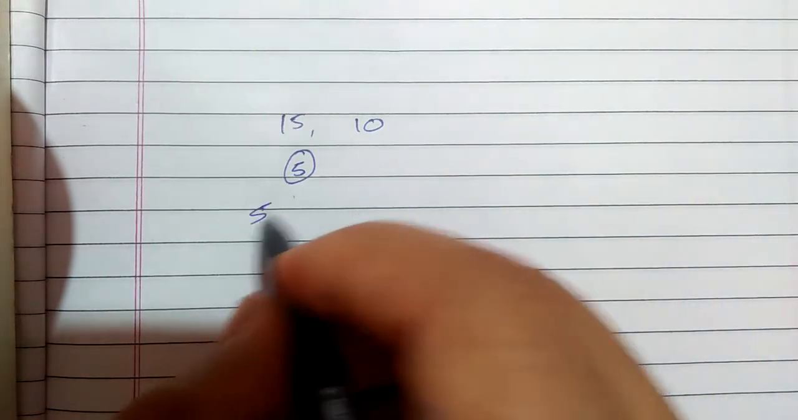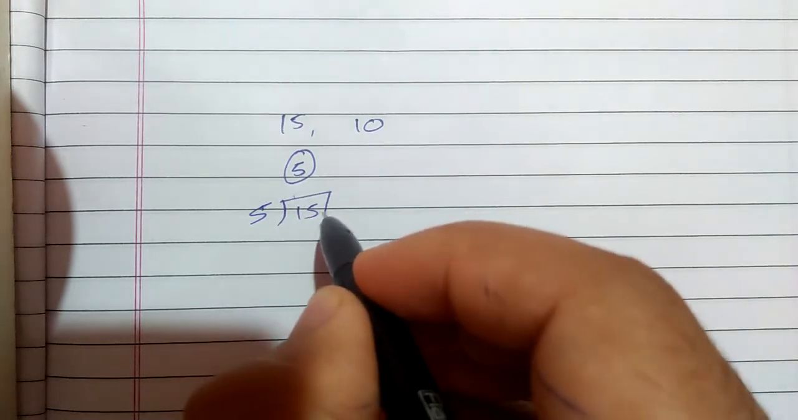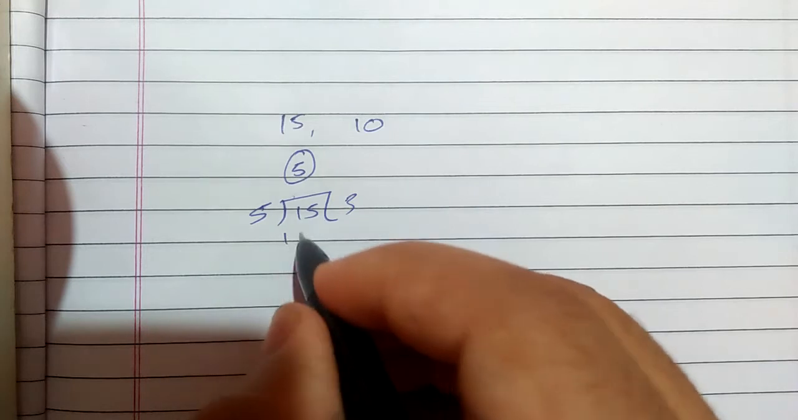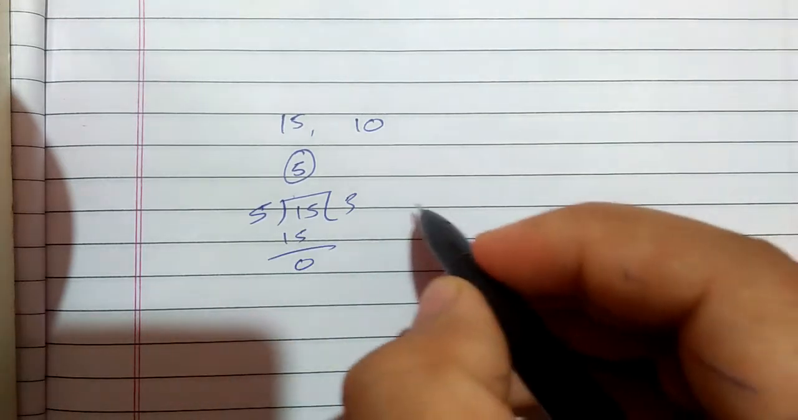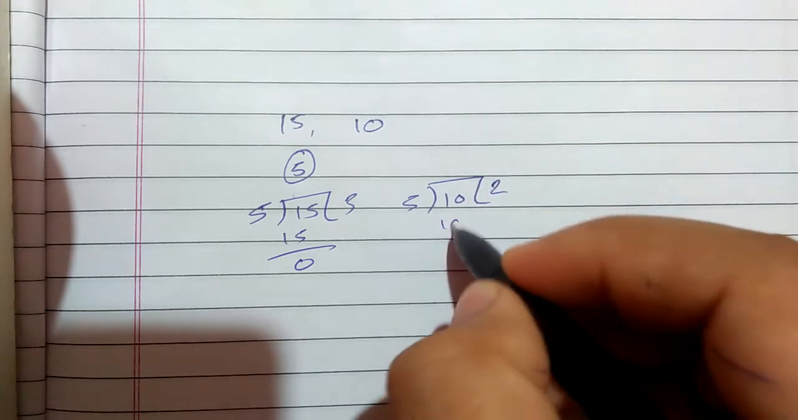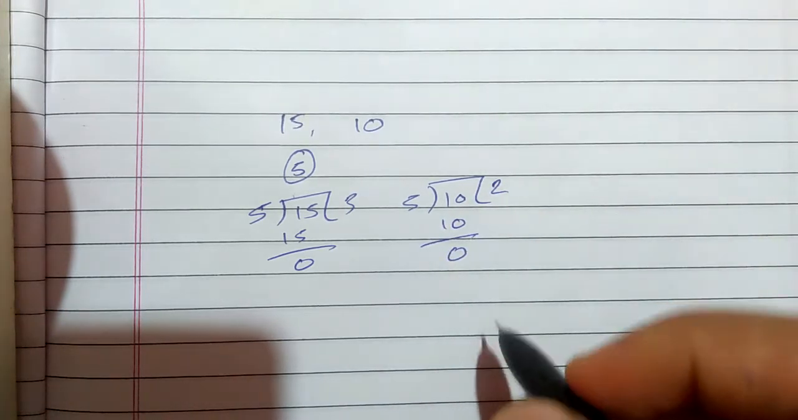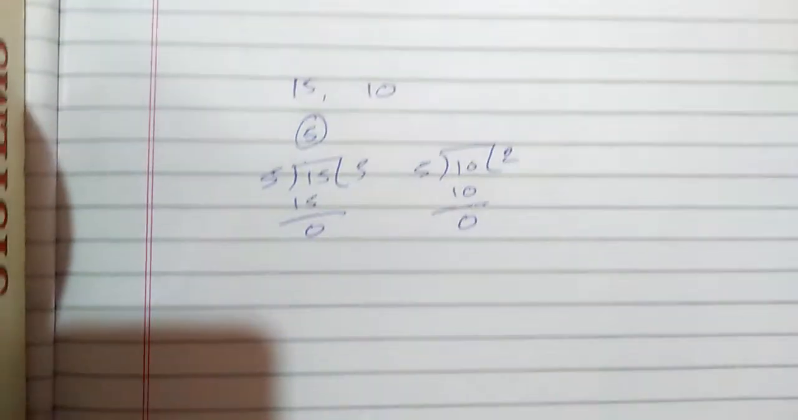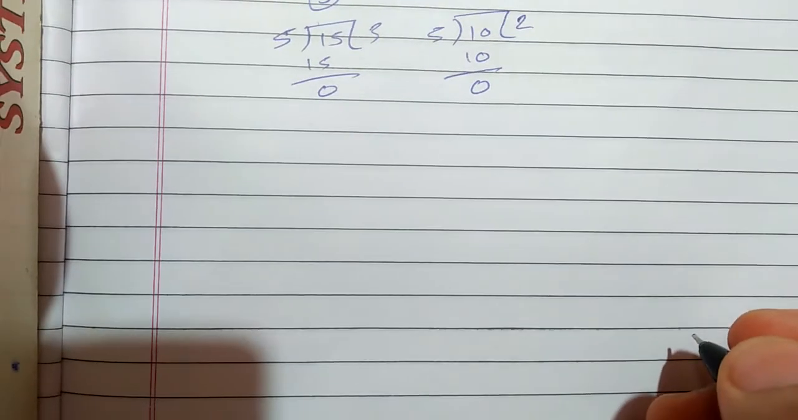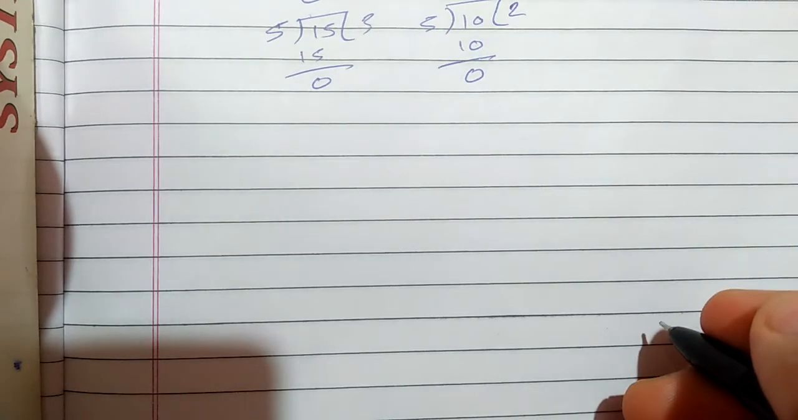So 5 divides both. Dividing means that the remainder when we divide must be 0. So 5 3s are 15 and the remainder is 0. And 5 2s are 10 and the remainder is 0. So how do we understand this visually?